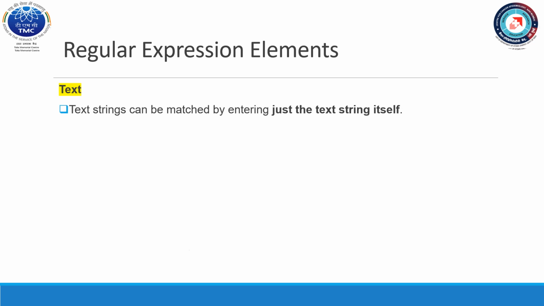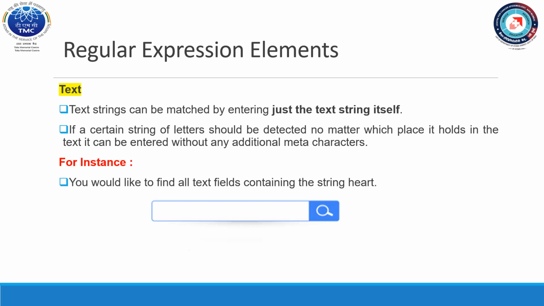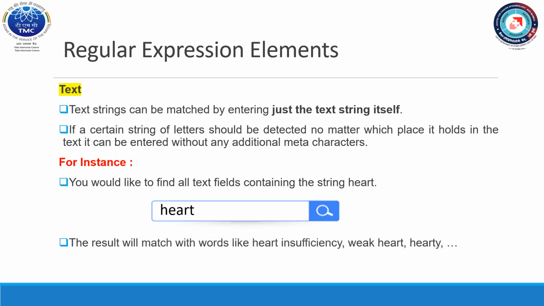Now we go through regular expression elements. First is text. Text strings can be matched by entering just the text string itself. If a certain string of letters should be detected, no matter which place it holds in the text, it can be entered without any additional meta characters. For example, you would like to find all text fields containing the string heart. You do not worry about the position in the text. Therefore, a search with the text heart would be sufficient. The result will match with words like heart, insufficiency, weak heart, hearty, and more.